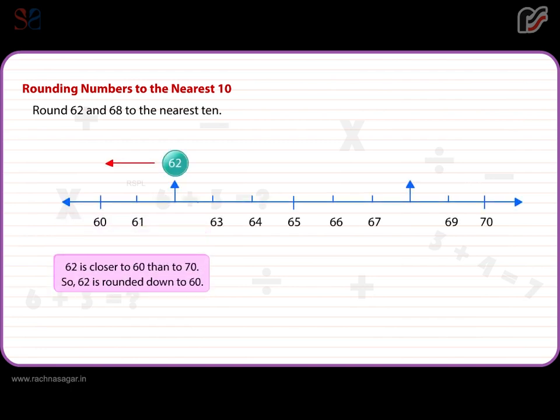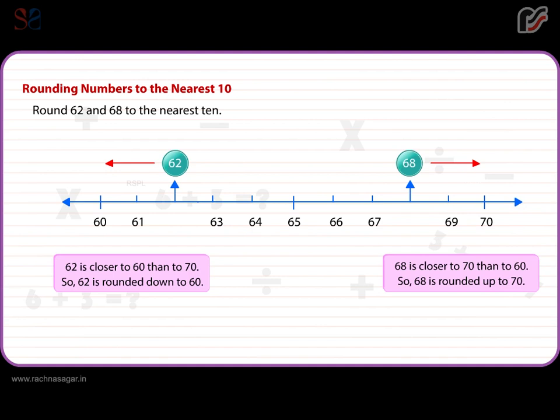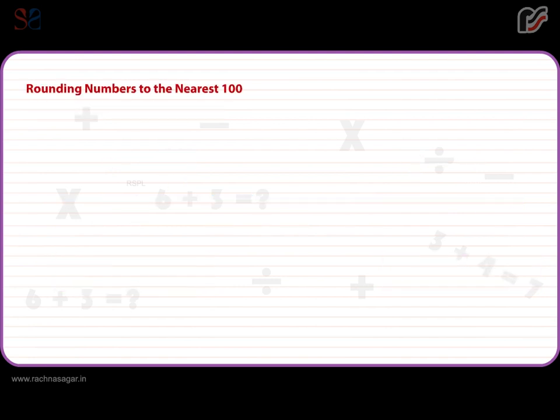62 is closer to 60 than to 70. So, 62 is rounded down to 60. 68 is closer to 70 than to 60. So, 68 is rounded up to 70. Rounding numbers to the nearest 100. Round 125 and 186 to the nearest 100.